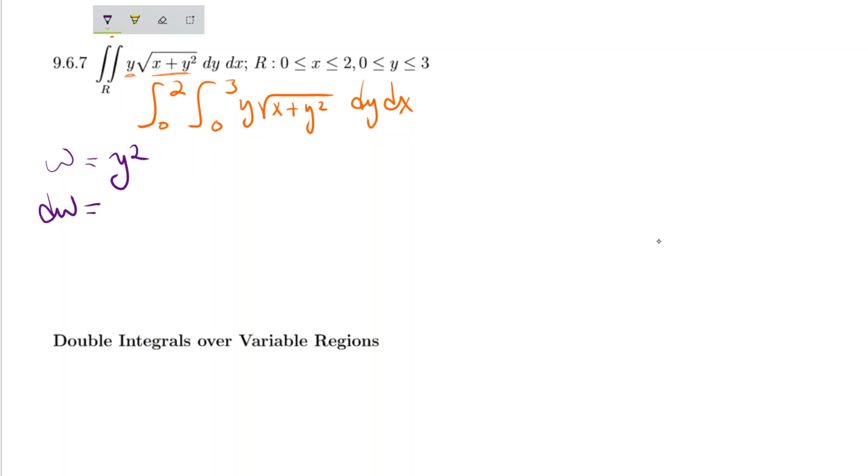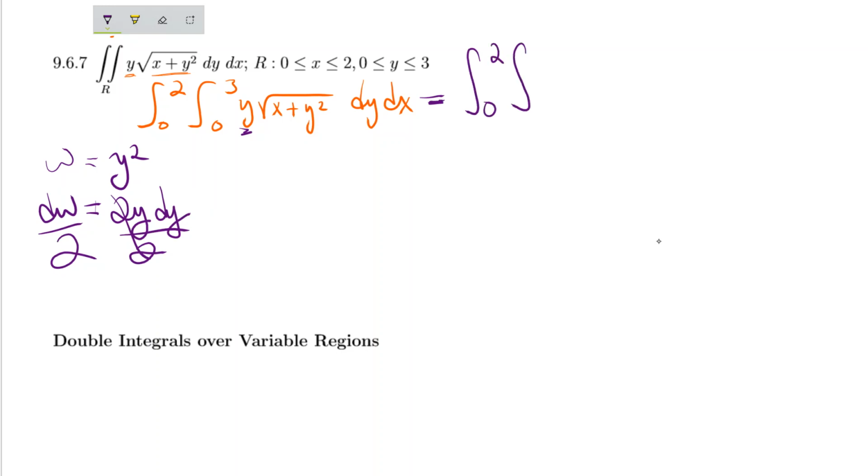And then dw will be 2y dy. And then I'll divide by 2 so that I get y dy, because I only have a y here, not a 2y. So I'm going to rewrite my integral in terms of w's. So from 0 to 2, and then from something to something, this is now going to be the square root of x plus w dw dx. Now if you like to change your bounds, remember w is just y squared, so if y went from 0 to 3, this is now going to go from 0 to 9, because I'm squaring 3. If you don't like that, remember you can't always just change back later.